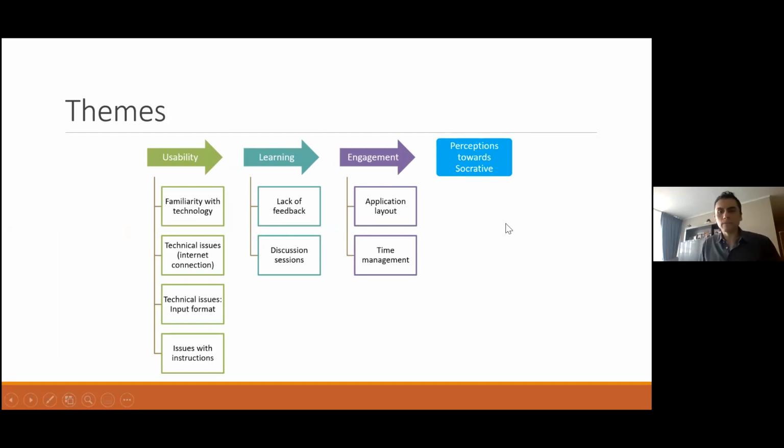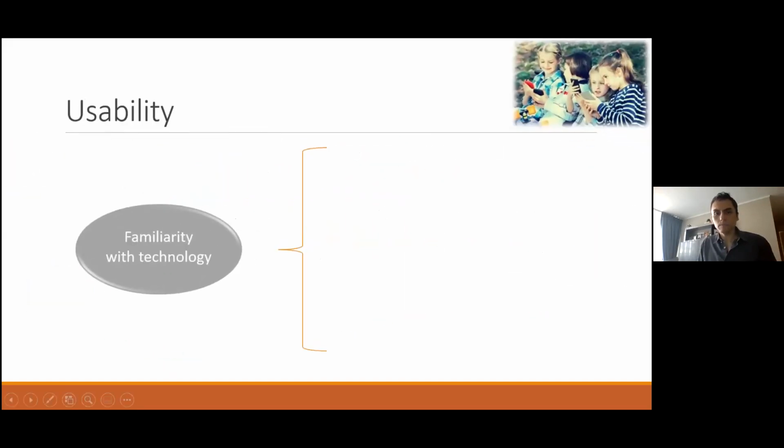And now Rosana will tell you a little bit more about these different themes. Not all of them, but most of these themes. Rosana?